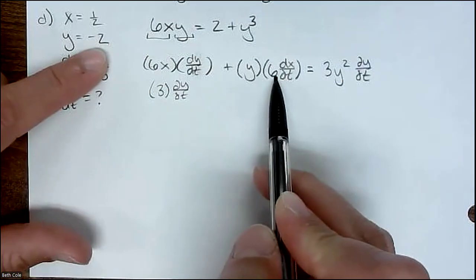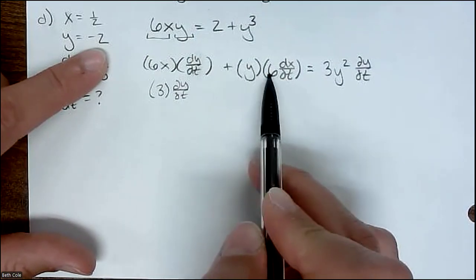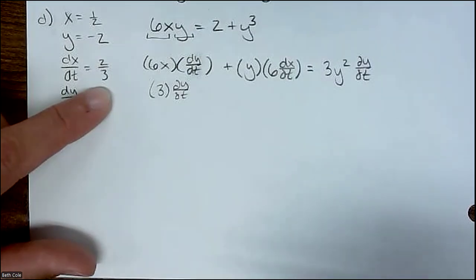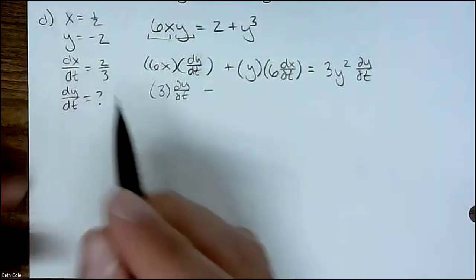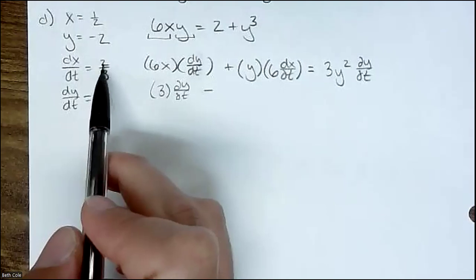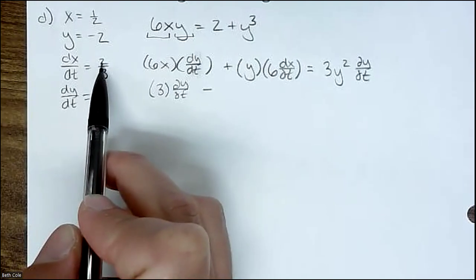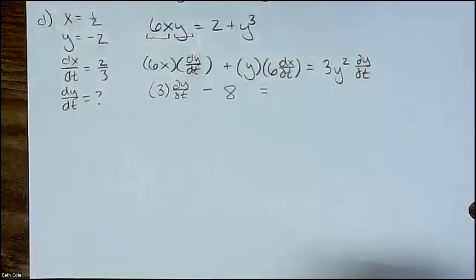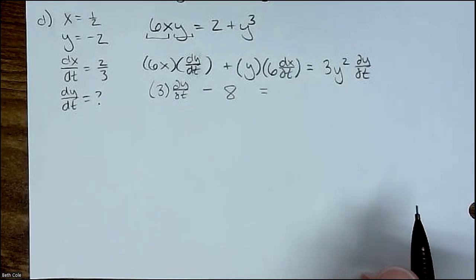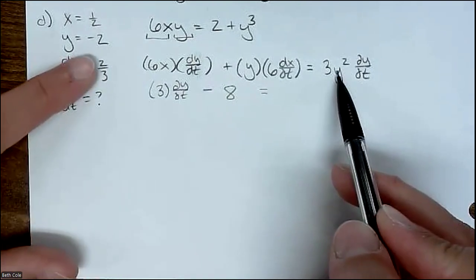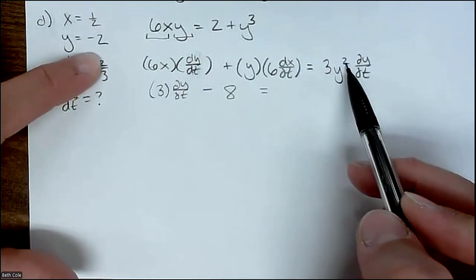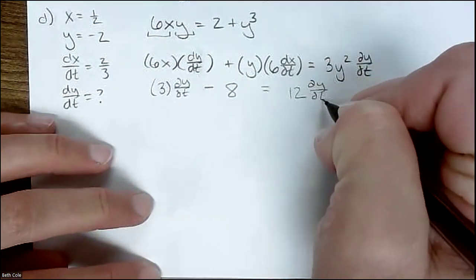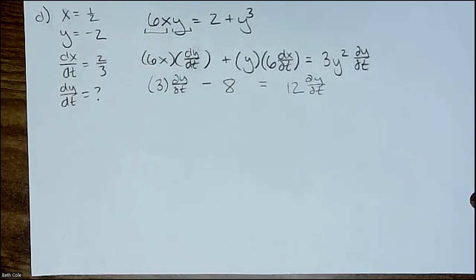-2. So -2 times 6 is -12, times 2/3. All right, let's do 12 times 2/3. 12 times 2, 24 divided by 3 is 8. Good. Oh, did you get that? Good job. All right, and then y again is -2. -2 squared would be 4. 4 times 3 is 12. So 12 dy/dt. Almost there.